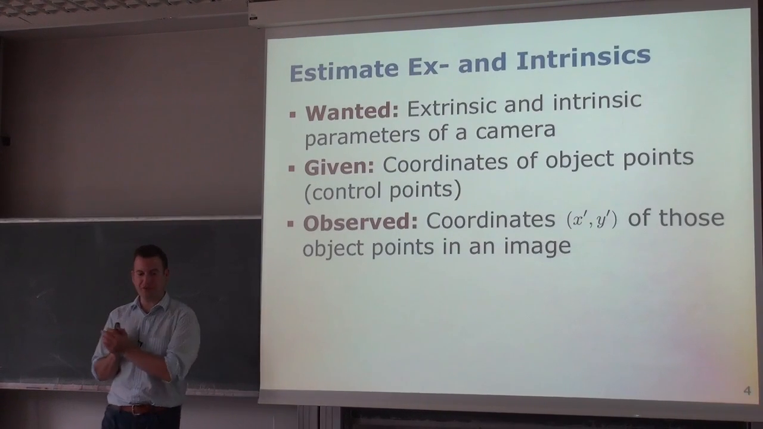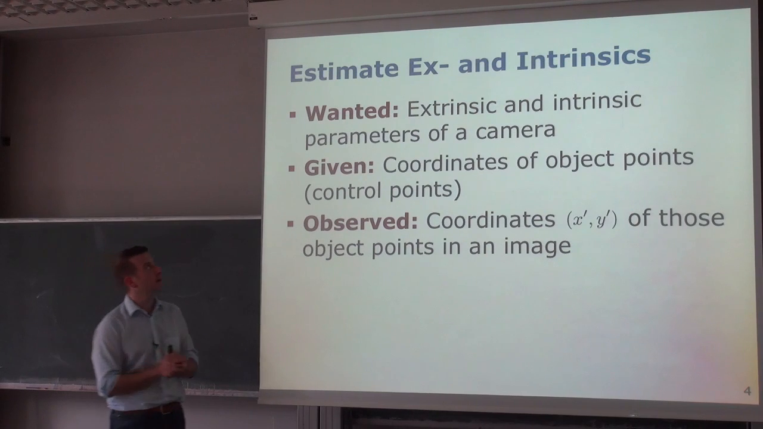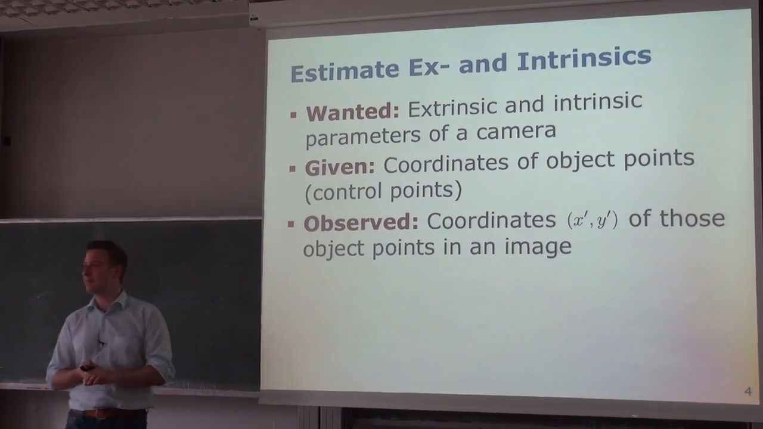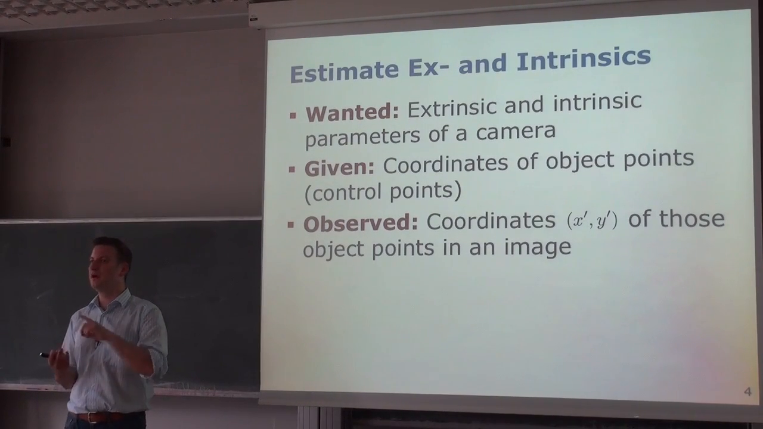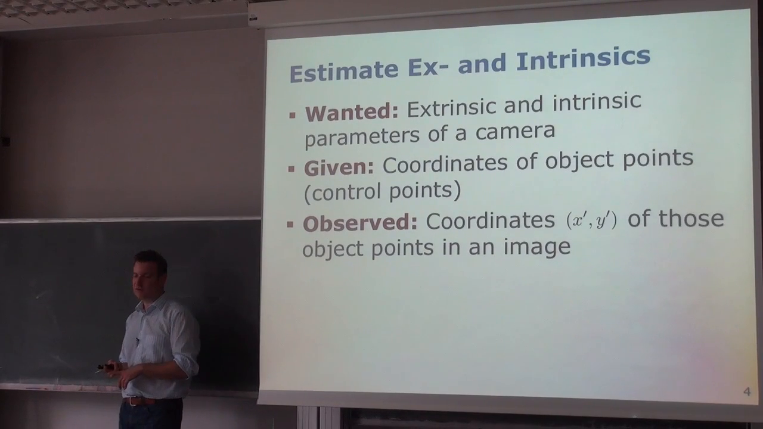So we start with the first task, which will lead us to the so-called DLT, or direct linear transform. What we want to compute is the extrinsics and intrinsics of my camera. So where is the camera in the world, and what are the 5 parameters of the intrinsics.